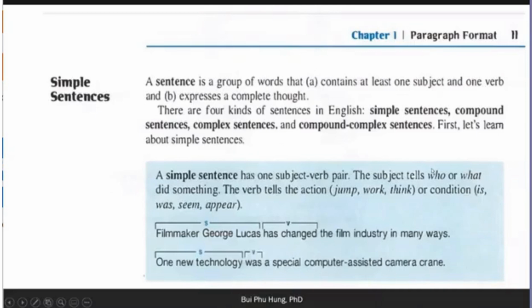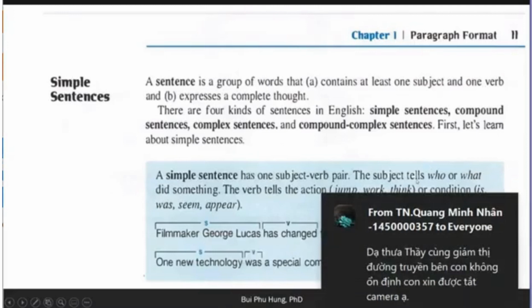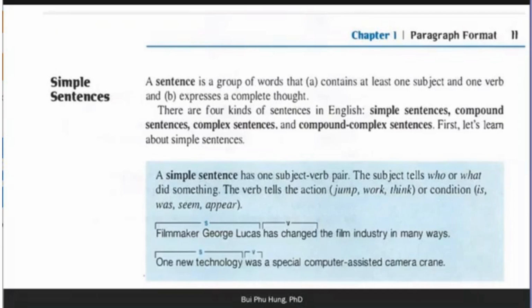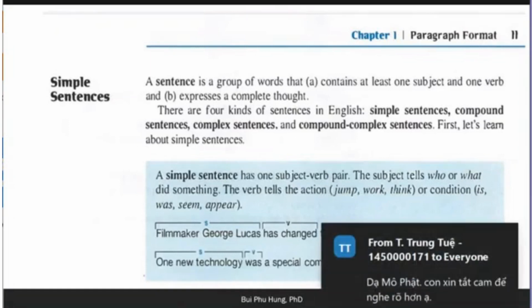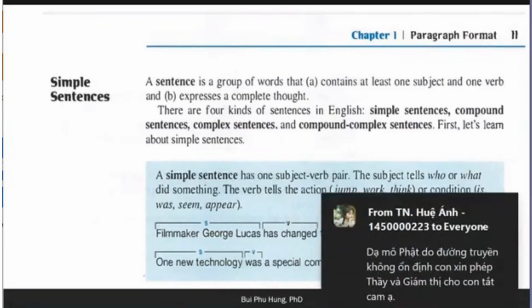And first of all, today, simple sentences. Right. What is a sentence? A sentence is a group of words that contains at least one subject and one verb and expresses a complete thought, a complete idea.